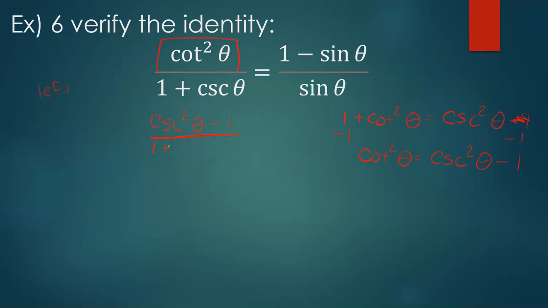And then you have 1 plus cosecant theta, right? So what to do next? If you look at the numerator, cosecant squared theta minus 1, that can actually be factored, right? And that would be a perfect square. So in factored form, it's going to be cosecant theta plus 1 times cosecant theta minus 1, all over 1 plus cosecant theta. So what cancels? This, right? So now you're left with cosecant theta minus 1.